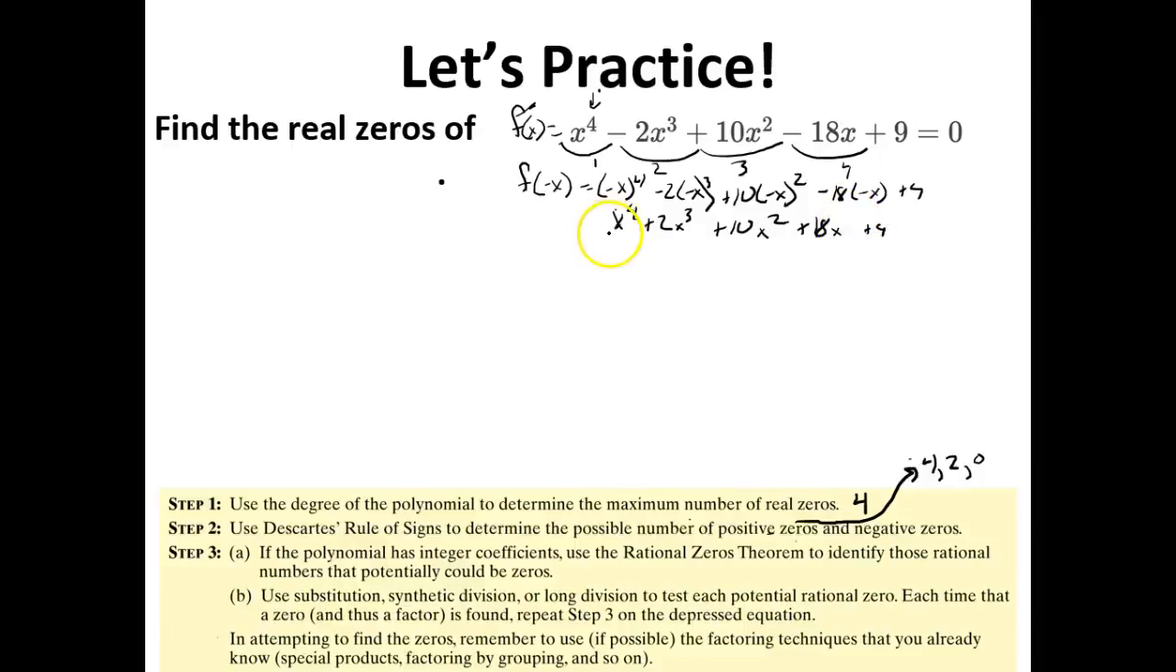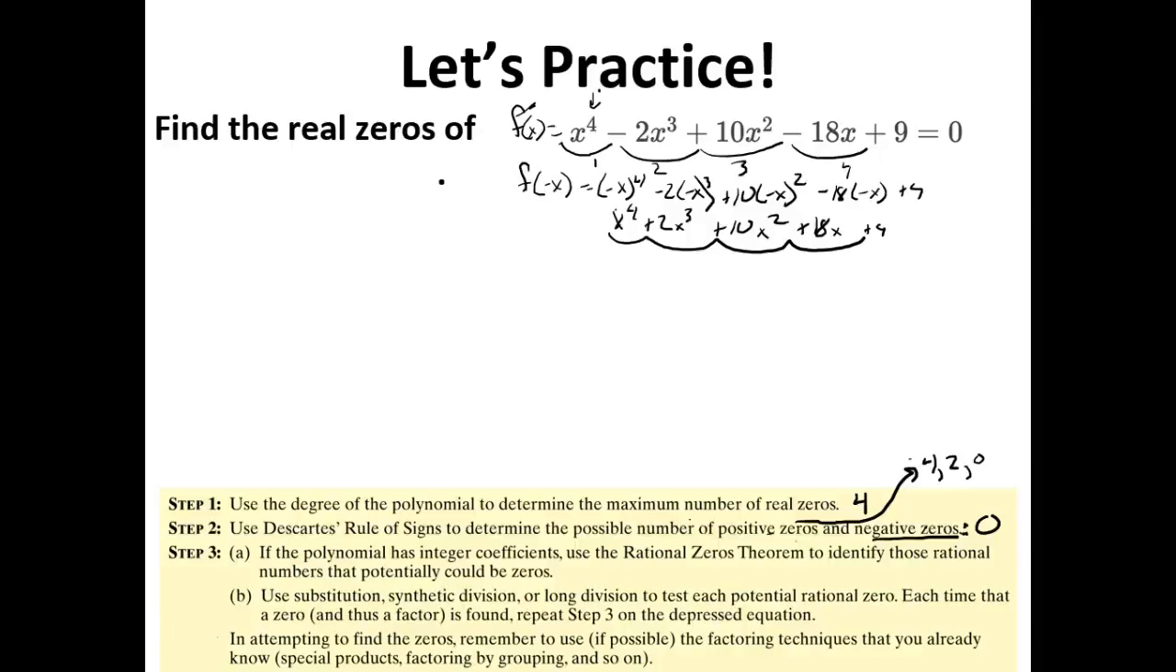So we get same, same, same, same. There are no changes. So for our negative zeros, we can expect there to be none of them. We don't have to look at negative numbers as possible zeros, is what that is saying. Don't look for negative numbers to be possible zeros.